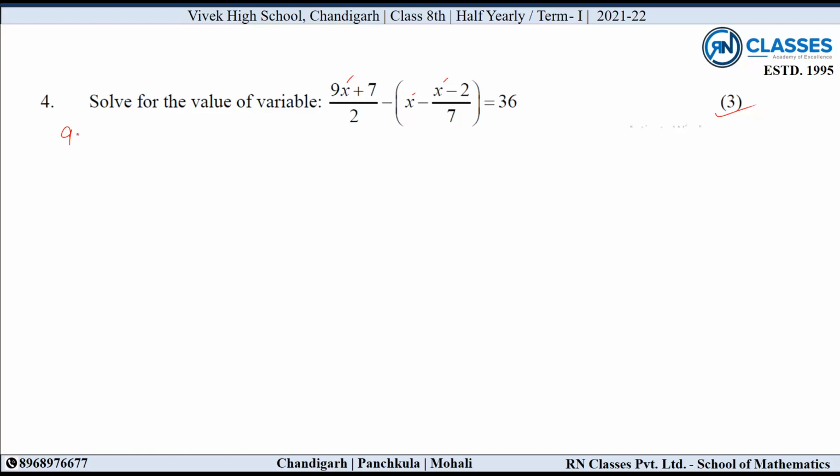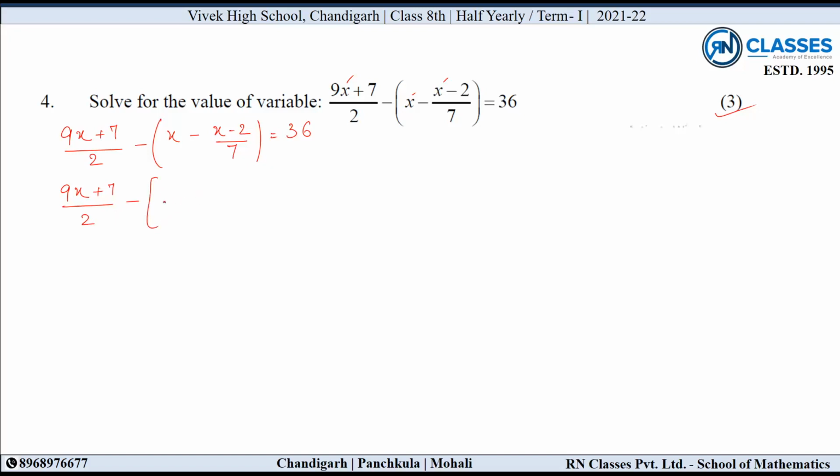First write down the question. 9x plus 7 by 2 minus x minus x minus 2 by 7 is equal to 36. Right? This is the one. Now सबसे पहले क्या करोगे? We have to solve the bracket. Right? Bracket को solve कर लेते हैं. It would be easier for us. So LCM would be 7. Right? Outside it would remain the same. 9x plus 7 by 2. It remains the same. Minus वैसे का वैसे ही.